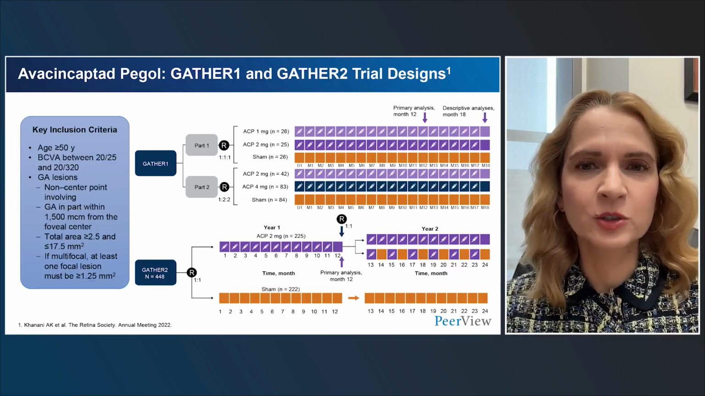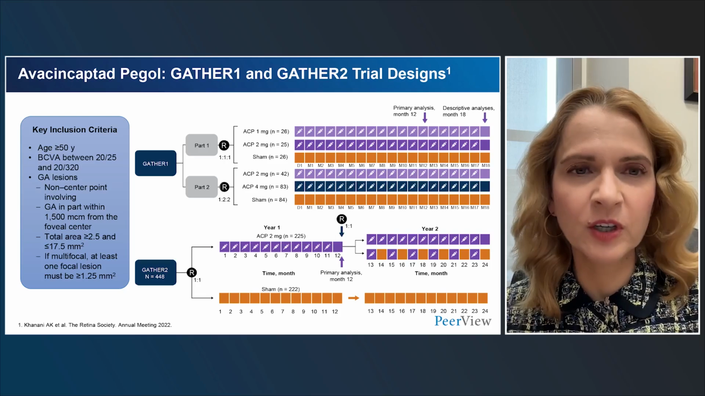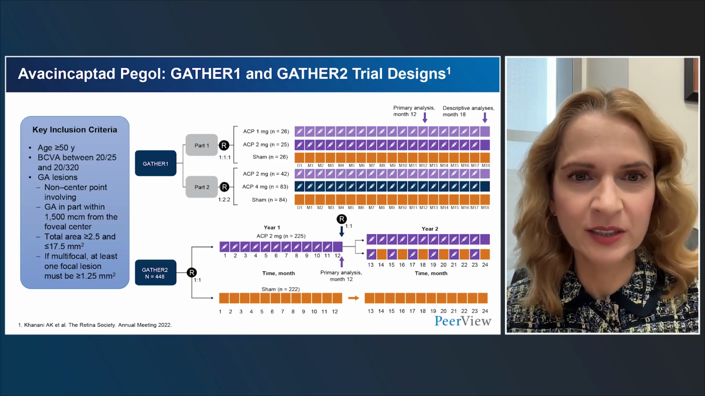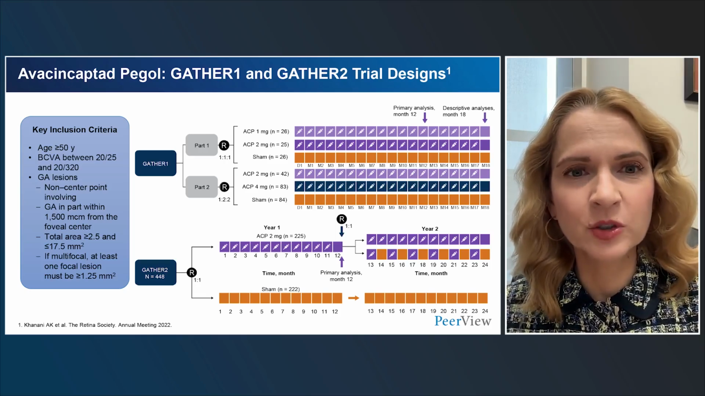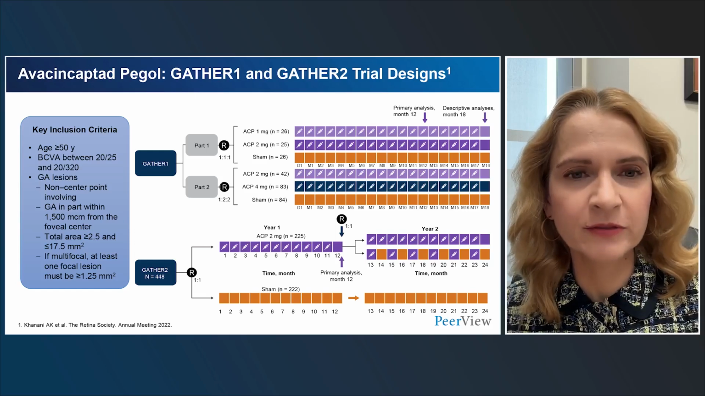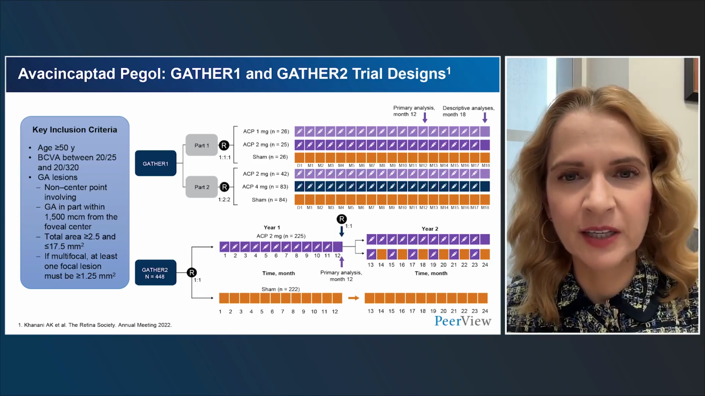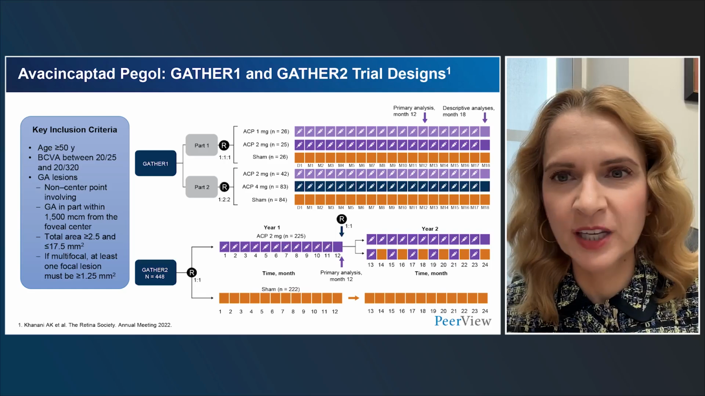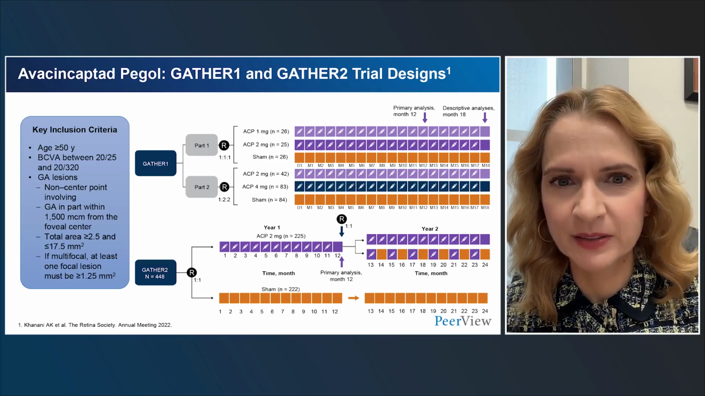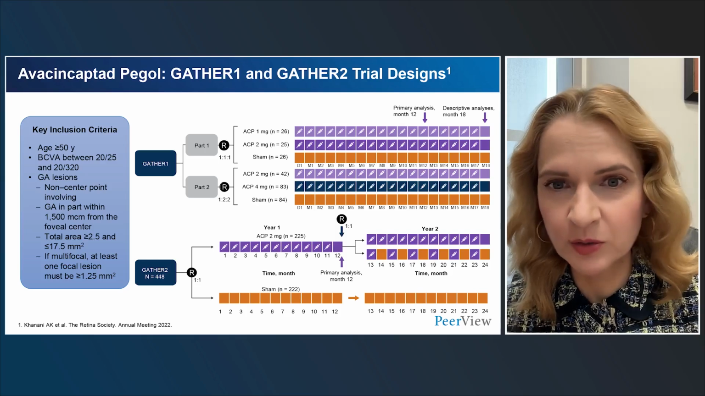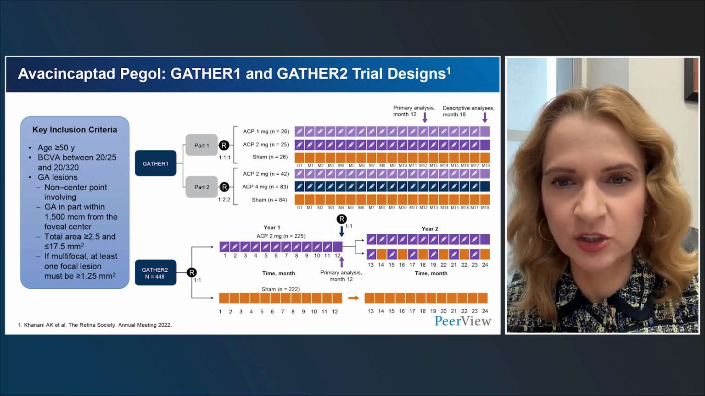Let's briefly go over the trial designs responsible for the FDA approval of avacincaptad pegol. The key inclusion criteria of the participants are listed on the left. Notably, these trials involve patients with non-center point involving geographic atrophy. You can see that the patients were randomized to receive ACP, the 1 milligram, 2 milligram, or sham. The primary analysis was performed at month 12, and the descriptive analysis at month 18 in GATHER1. In GATHER2, the patients were randomized 1-to-1 between ACP 2 milligrams and sham, and then there was a crossover at month 12.